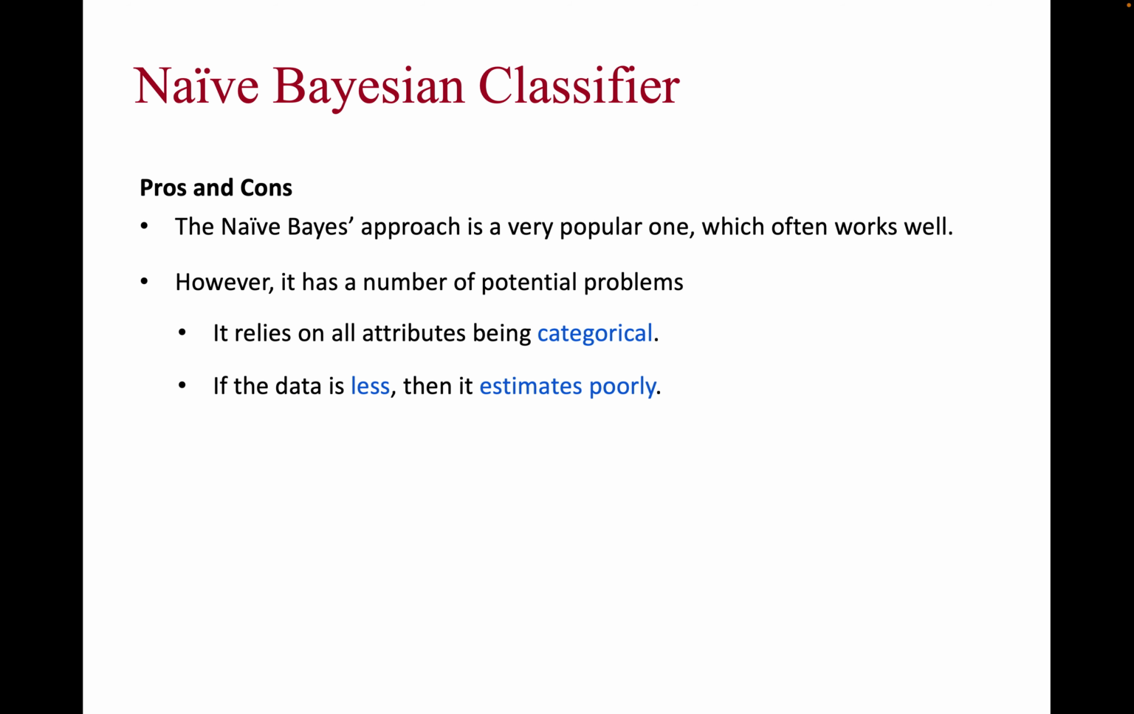Pros and cons. The naive Bayes approach is a very popular one which often works well. However, it has a number of potential problems. It relies on all attributes being categorical. See, now we are talking theory questions: pros and cons of the naive Bayesian classifier, advantages and disadvantages. It relies on all attributes being categorical. That is a con. If the data is less, then it estimates poorly. Less data, poor estimation.